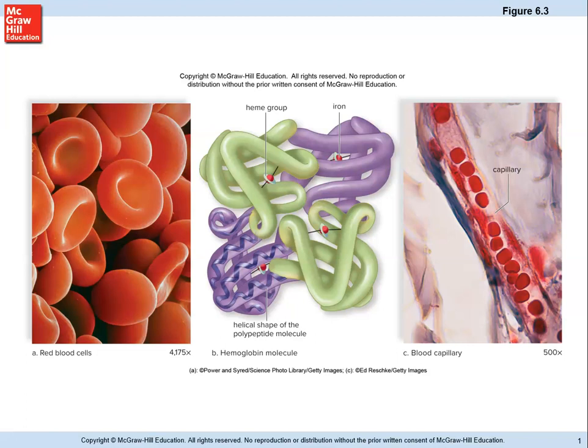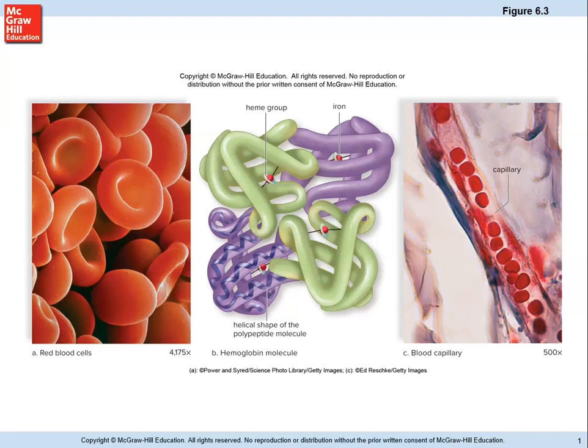The next question is, how many molecules of hemoglobin are there in a red blood cell? And the answer to that is somewhere on the order of 250 million. So if we do the math on that, 4 molecules of oxygen per hemoglobin, 250 million hemoglobin molecules per red blood cell, we're looking at somewhere on the order of a billion, with a B, molecules of oxygen carried per red blood cell. Now we're getting into some really, really big numbers here.